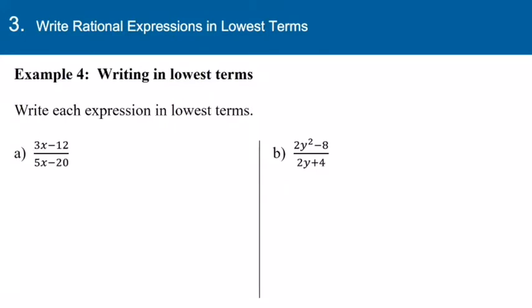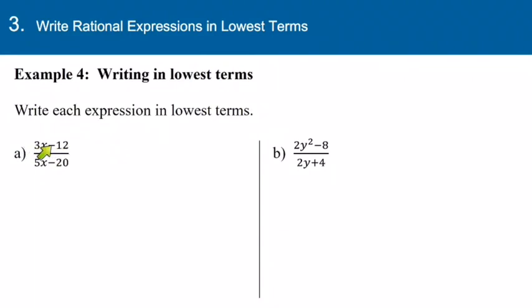Now, a lot of people are going to look at the 12 and the 20 and start trying to divide both of these numbers by 2. It does not work that way because 12 is not a factor of the top. 12 is a term. It's 3x minus 12. Remember, factoring means this times this times this times this. So if it's 3x minus 12, that's not factored. So I can't work with the 12 at all right now. And the same thing for the 20. It's 5x minus 20. So 20 is not a factor of the bottom.